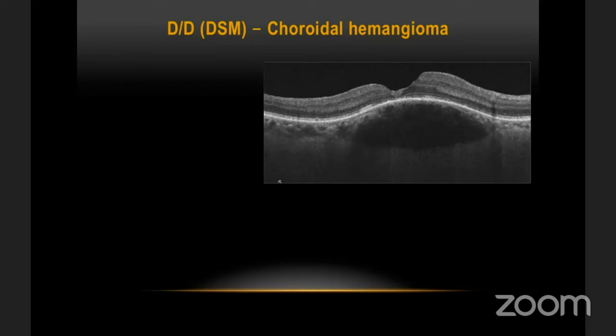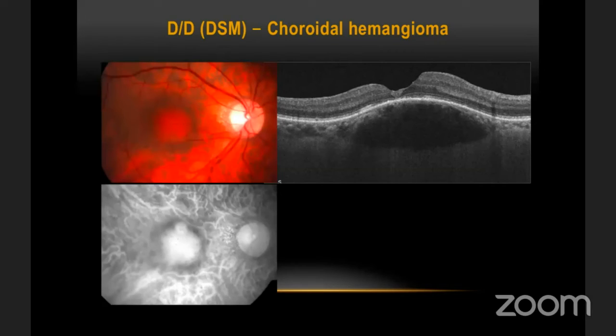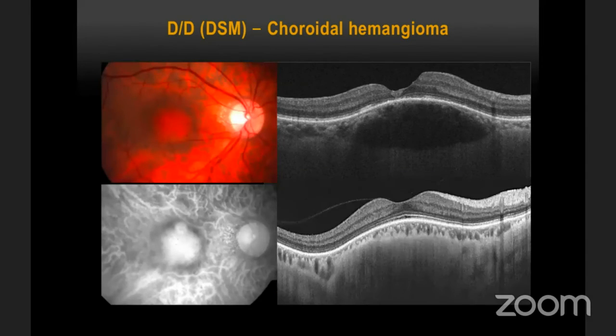You can also sometimes confuse it with a choroidal mass lesion such as a choroidal hemangioma, but a clinical corroboration will make this diagnosis easy. So here you see the shape of the dome is similar, but here you have a hyporeflective space in the choroid when it's a hemangioma.